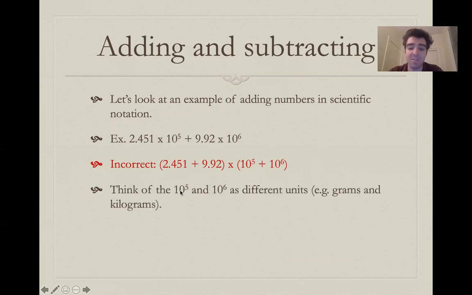Think of the 10 to the fifth and 10 to the sixth as different units, like grams and kilograms. Imagine this is 2.451 grams and, sorry, 9.92 kilograms. We wouldn't be able to just add these two numbers up. We need to first convert the units on these, so to speak. We need to make sure that these have the same power of 10 before we can combine them, just like we would want to make sure that we were adding grams to grams or kilograms to kilograms on one of these unit problems.